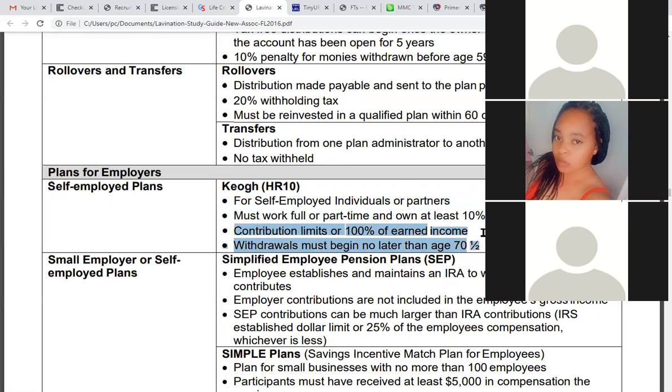Contribution limit is 100% of earned income. So whatever your earned income is, that's how much you can put in that plan. Withdrawal must begin no later than 72, because remember I told you they changed it. Every time you see 70 and a half, just change it to 72 years old. Because if you go to that money early as well, they're going to charge you a 10% penalty, and also they're going to charge you the taxes.